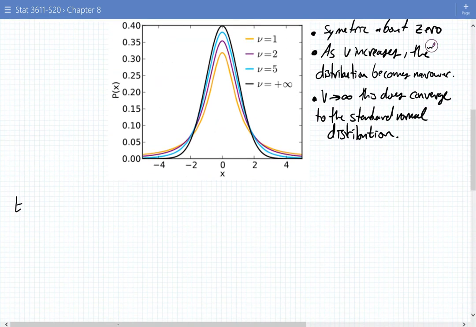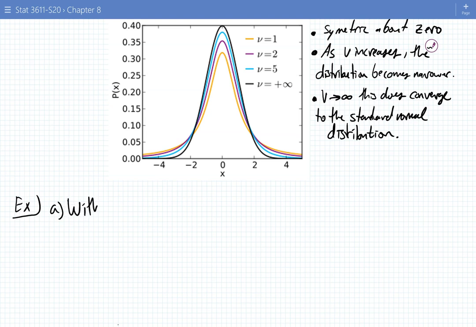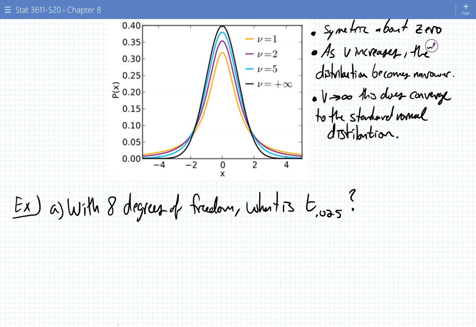All right. Let's take a look at an example here working with the t-distribution. So we'll do a few parts. Part A. With 8 degrees of freedom, what is t of 0.025? Well, one thing to recall from the chi-square distribution is this is the value that would leave 2.5% of the area to the right. So how can we figure this out?